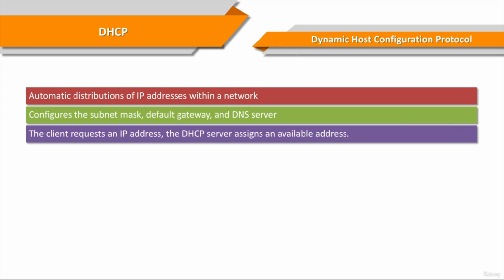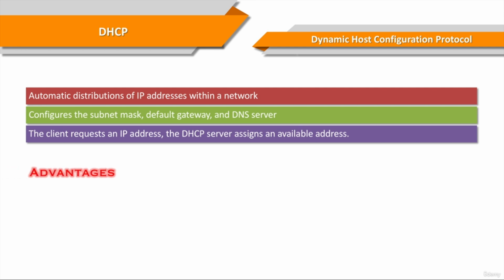In short, the process goes like this. The device, the client, requests an IP address from a router, the host, after which the host assigns an available IP address to allow the client to communicate on the network. So let's look at some of the advantages of using DHCP.